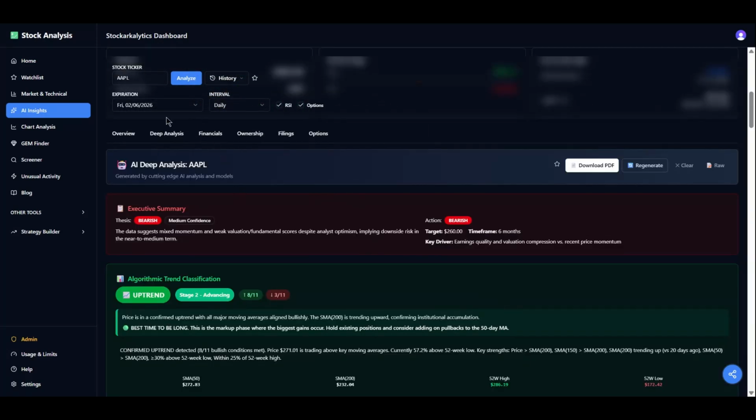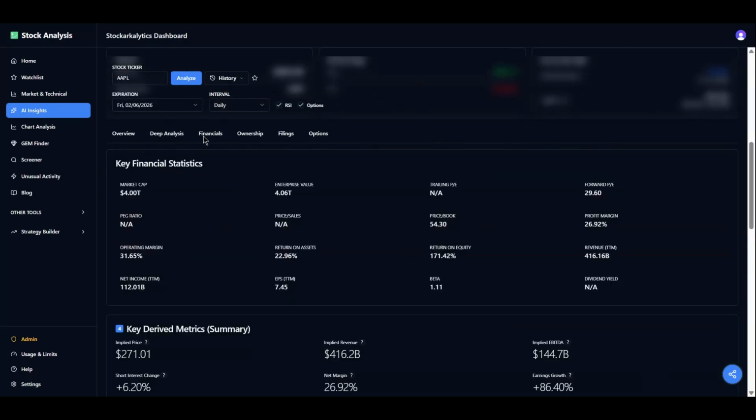So next up is the financials tab. This is where we move away from analyst opinions and look at the company's actual business performance, key valuation stats, profitability, earnings, execution, and trends over time.